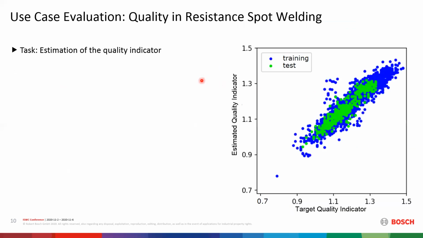Let us go back to the use case and evaluate the machine learning methods. The task is estimation of the quality indicator. The y-axis is the estimated quality indicator, and the x-axis is the target. This figure shows that the estimation correlates with the target very well. This gives us a subjective impression that the machine learning method works very well.